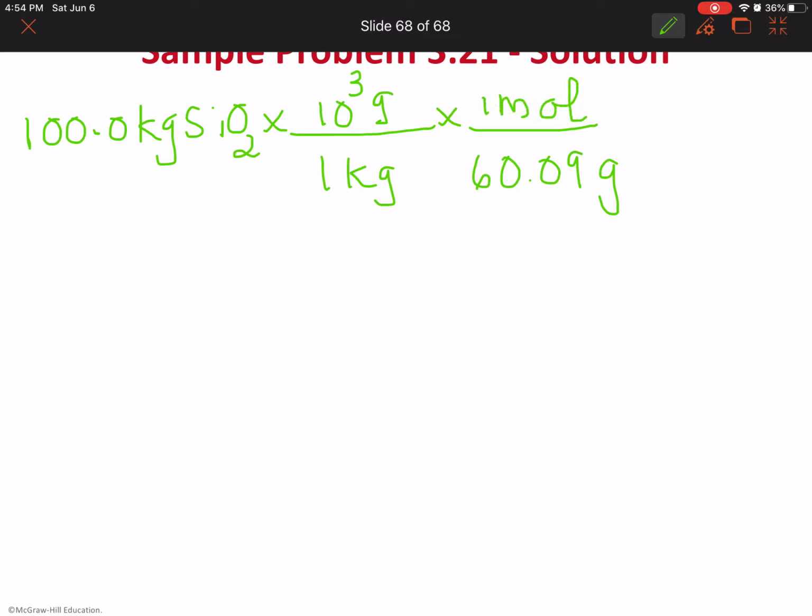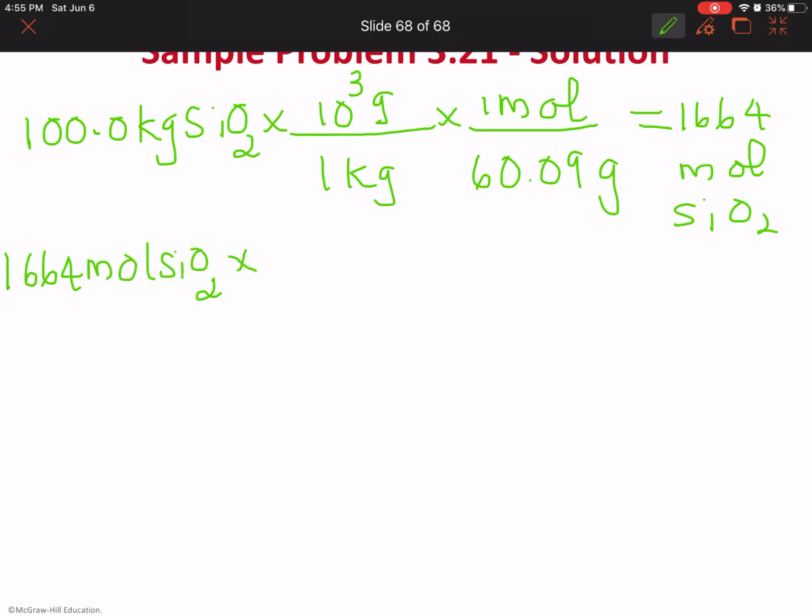You can stop here and find out the number of moles and then use the molar ratio, or you can continue with the conversion. But because of the space, I'm going to go ahead and stop here. 1664 moles SiO2. And then you take that 1664 moles SiO2, and you use the balanced equation to find out the molar ratio.